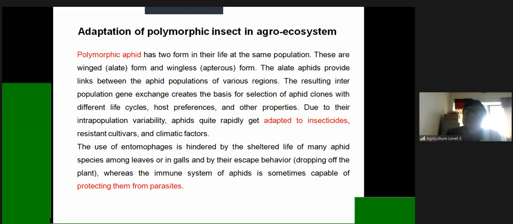Whereas the immune system of the aphid is sometimes capable of protecting them from the parasites. That means sometimes the aphid has some immunity which can protect itself from the parasites. This way also aphids adapt in the agro ecosystem.